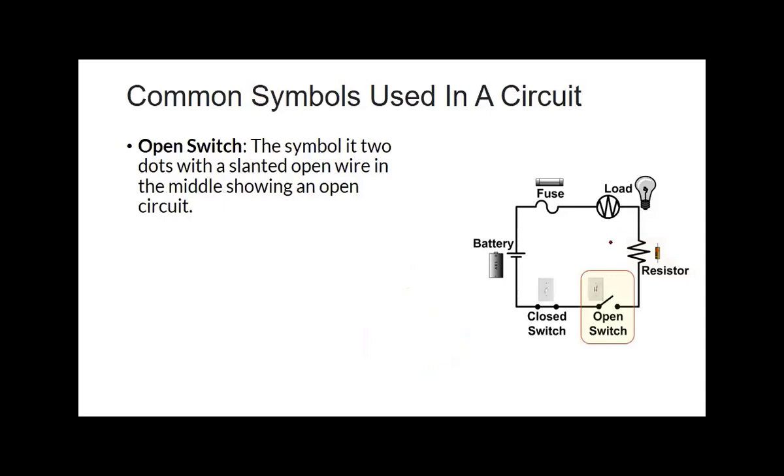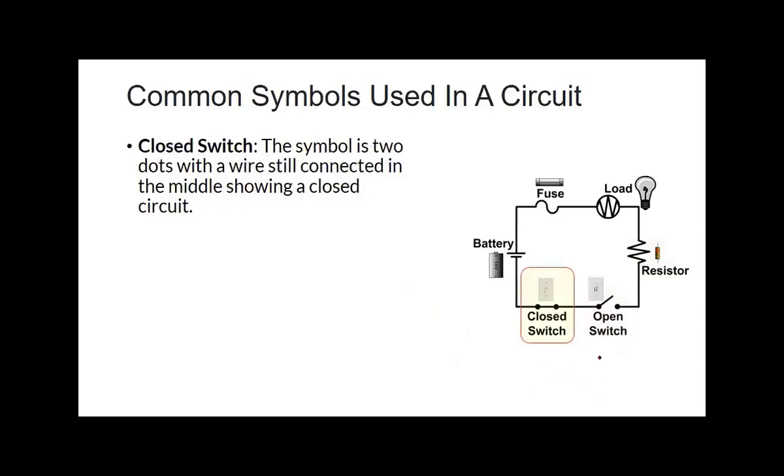An open switch is just drawing two little dots, and instead of a closed one, an open switch, we would just draw it like this. Pretty much the two dots with an opening would be considered an open switch. And with a closed switch, the only difference is that we're going to have that line down the middle.